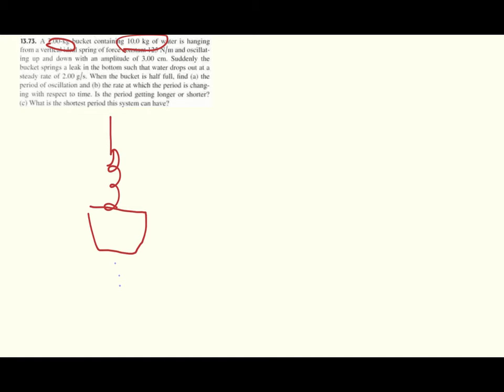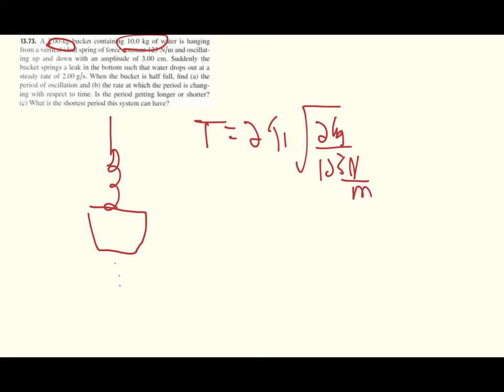So our shortest period is going to happen when we have no mass of water and all mass of bucket, and that's going to be 2 kilograms over 125 newtons per meter. And again, that's going to give me 0.794 seconds when I put it in my calculator. So, and it is smaller. It makes sense. We have less mass at the top. Our spring constant stayed the same, so we should end up with a smaller period overall. We saw it was shrinking in our change in period over change in time, so we should end up with a smaller period overall.